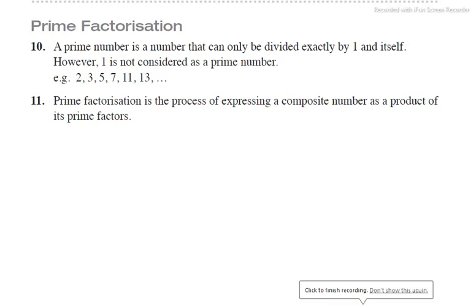Welcome to this session. In today's session, we are looking at prime factorization. Prime factorization is the process of expressing a composite number as a product of its prime factors. A composite number is a number with more than two factors. So if we are to express this number as a product of its prime factors, we have to decompose it.